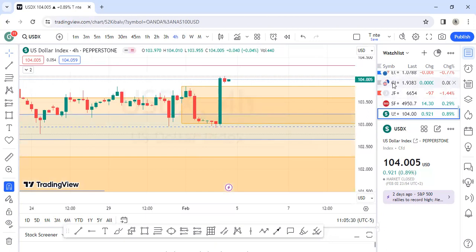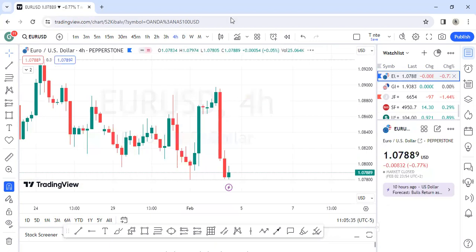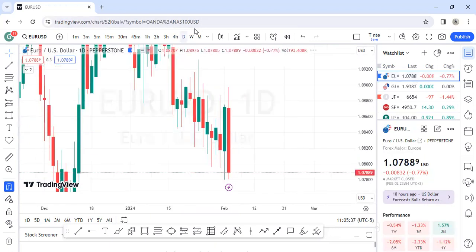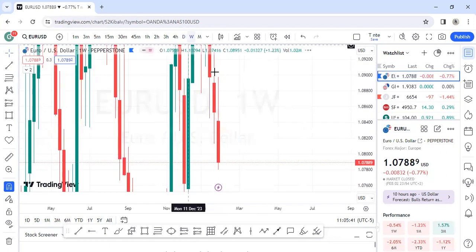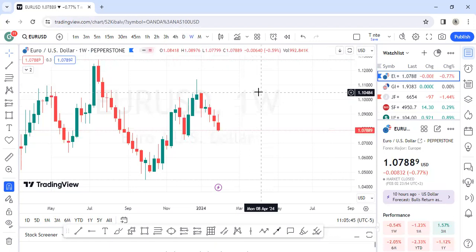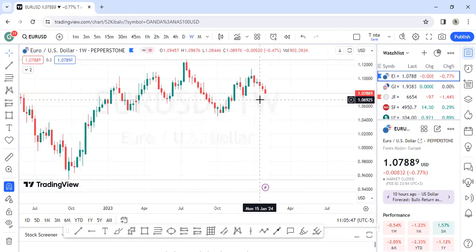So let's go to the Euro USD. So if we are bullish on the dollar, then we should expect bearishness on the Euro USD. So this is what I have for this. I think I've marked this out before. I don't know why it's not showing.